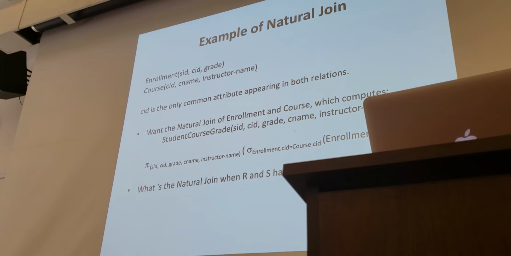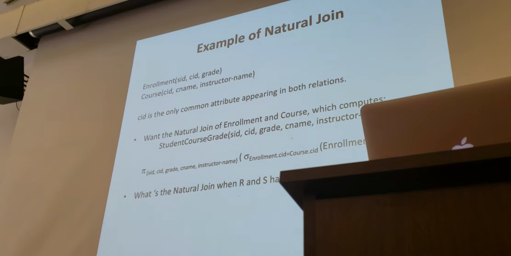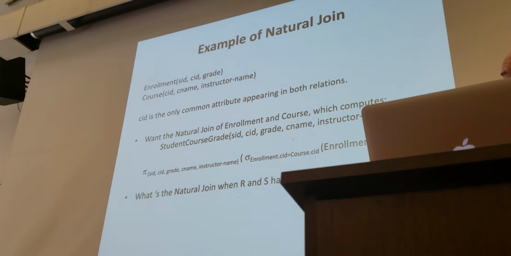Here's a tough question. What is the natural join of R and S if they have no common attributes? We'll take hands, name, answer, and I'll give you a hint. The answer is one word. What is going to be the natural join of R and S when there are no common attributes?